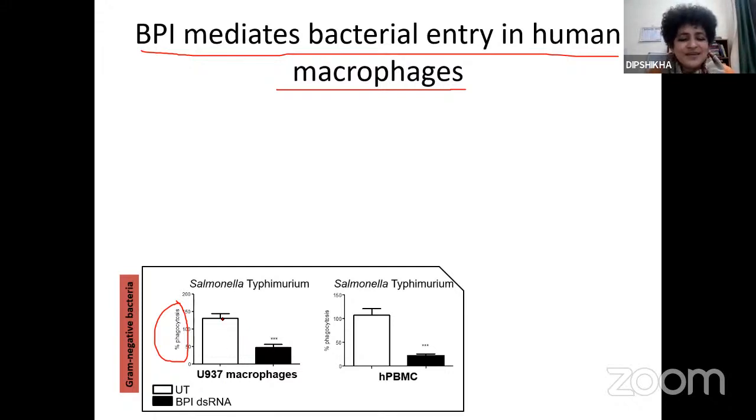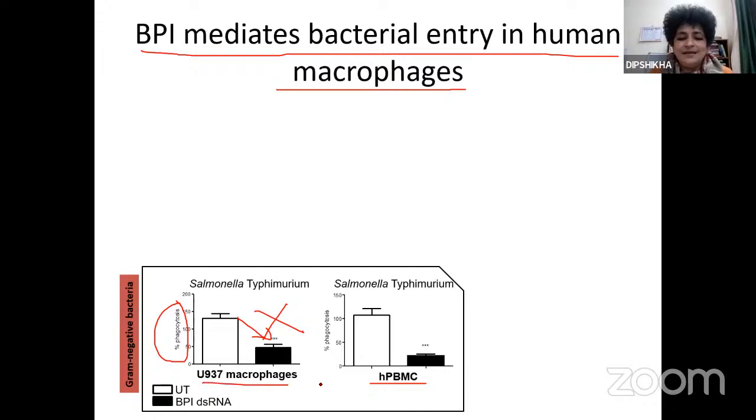So you see here very clearly, the moment you knock down the BPI, the percentage phagocytosis has gone down. That means the BPI has a dual function. It is killing the bacteria, but it is also making the cell undergo enhanced phagocytosis. Now, this was a very novel finding for us. The same thing it is doing in the human PBMC from the blood, primary culture.